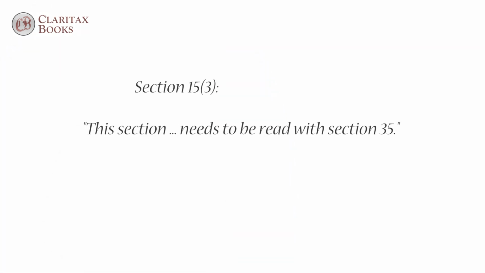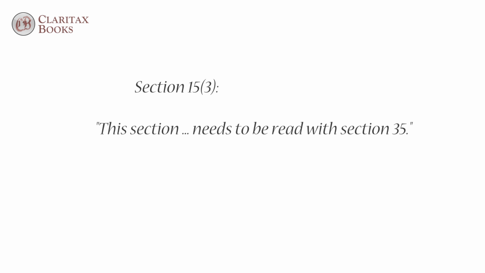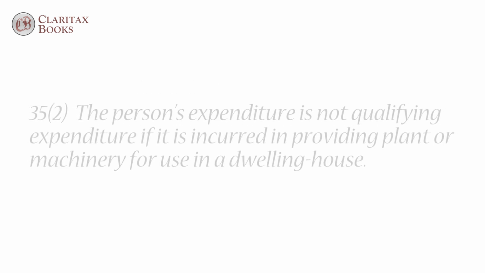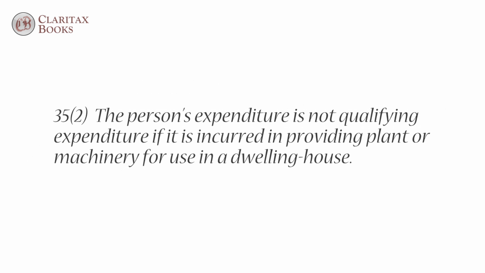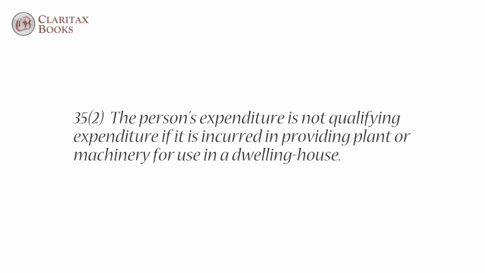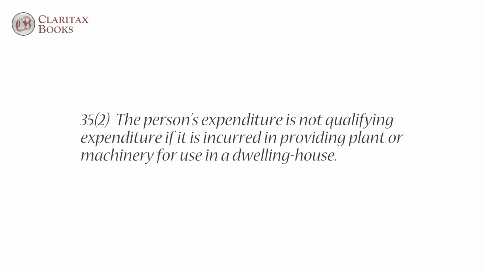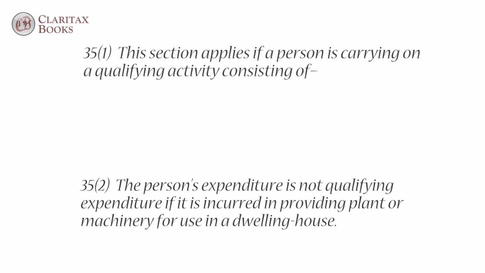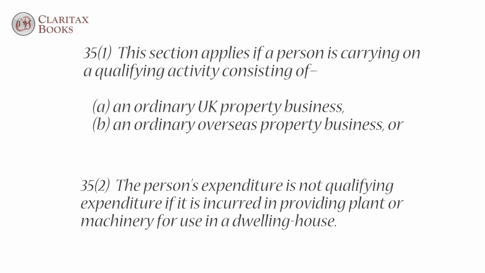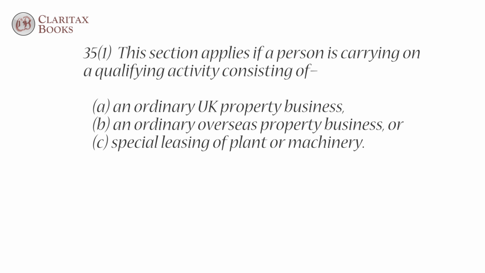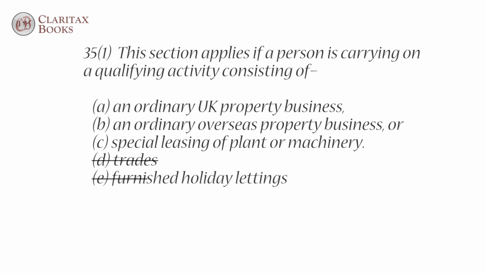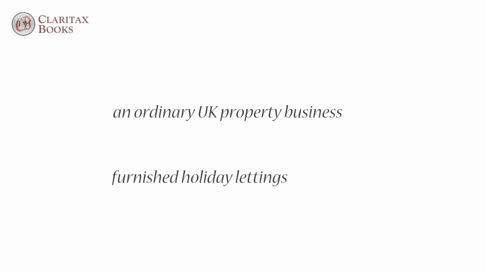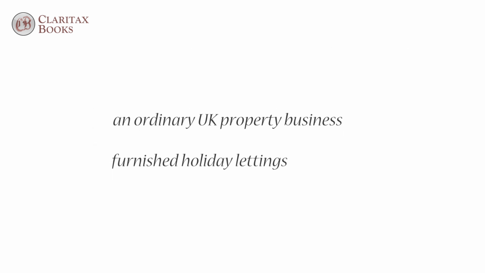By way of an example, we can think about plant or machinery in a dwelling house. It's widely known that plant or machinery allowances can't normally be claimed in a domestic property. That's Section 35. But in fact, that restriction only applies for property businesses and for special leasing. It doesn't apply for trades or for furnished holiday lettings. For this reason, knowing the technical distinction between an ordinary property business and a furnished holiday lettings business can make all the difference.